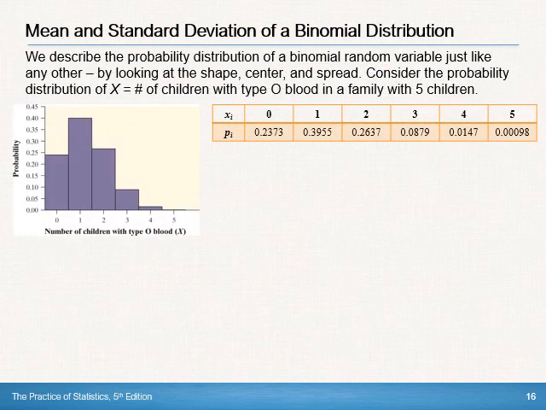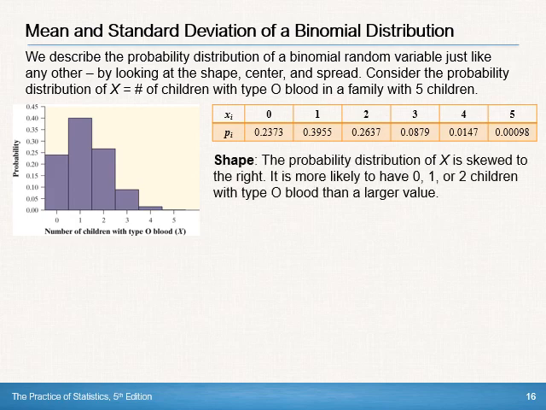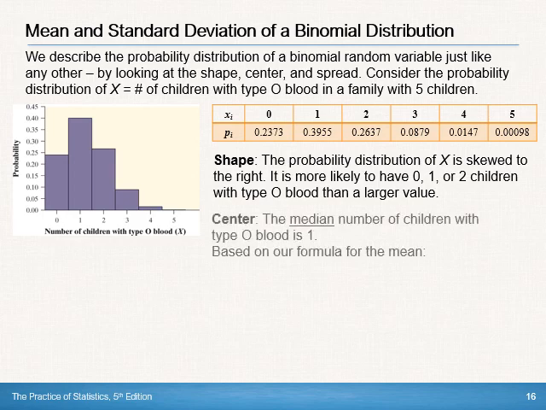All right, so let's talk about the mean and the standard deviation of this binomial distribution. We can make a histogram from our distribution table, from the binomial random variable, and you can see that the shape is definitely right skewed. You're much more likely to have 0, 1, or 2 children than 3, 4, or 5. You can see the bar is so small for 5 that you almost can't even see it. All right, so let's talk about the center, the median. That's pretty easy to see that it's going to be a 1.